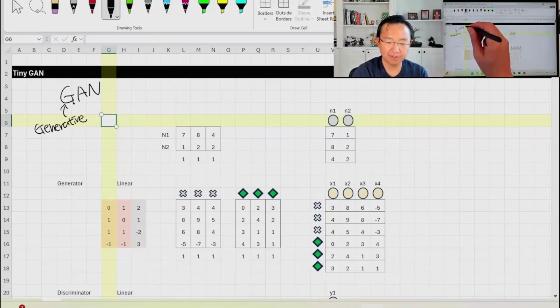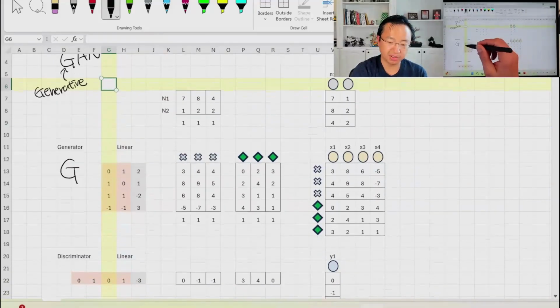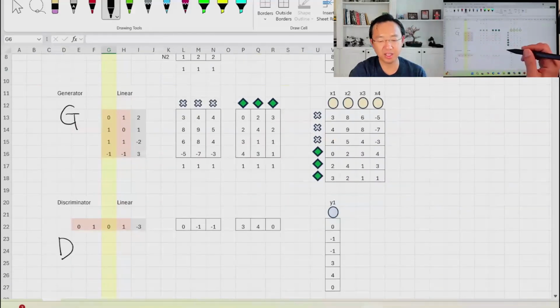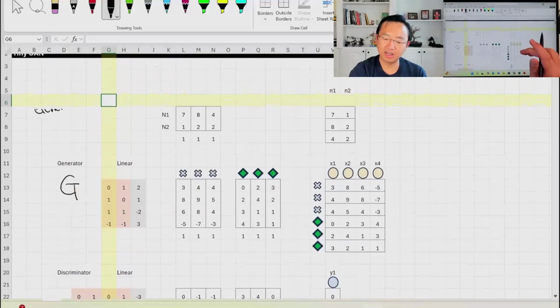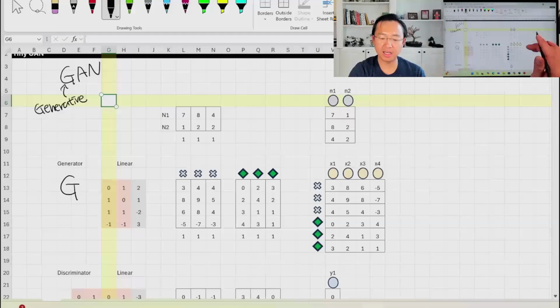So we have this generator over here. It is a one layer network with one linear layer. And we also have a discriminator network down here, that is again also one layer. I have both the matrix representation on the left-hand side and also the graphical representation on the right-hand side.